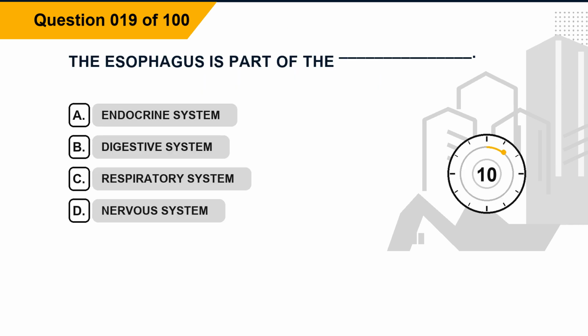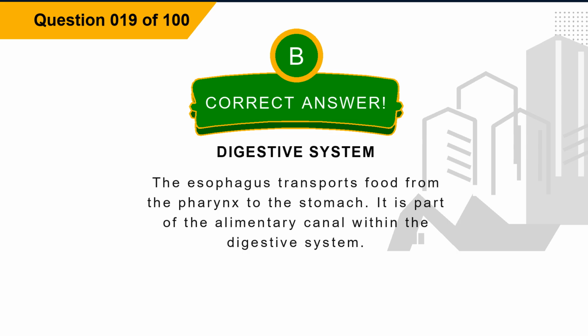Question 19. The esophagus is part of the blank. Option A. Endocrine system. Option B. Digestive system. Option C. Respiratory system. Option D. Nervous system. The correct answer is option B. Digestive system. Explanation. The esophagus transports food from the pharynx to the stomach. It is part of the alimentary canal within the digestive system.